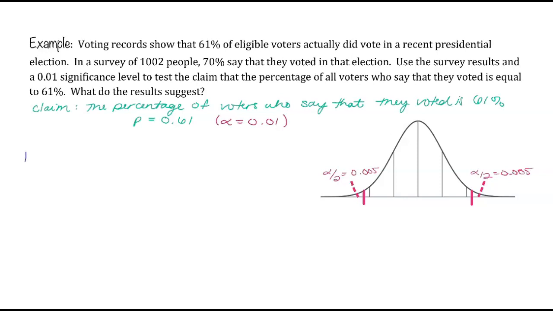Now let's consider the null hypothesis. The null hypothesis is a statement of equality, and so is our claim. So in this instance, the null hypothesis will match up with our claim. That also means that the alternative hypothesis will be a statement of not equals. The proportion is not equal to 0.61. The next step is to calculate the test statistic. And let's practice doing that with our calculators.